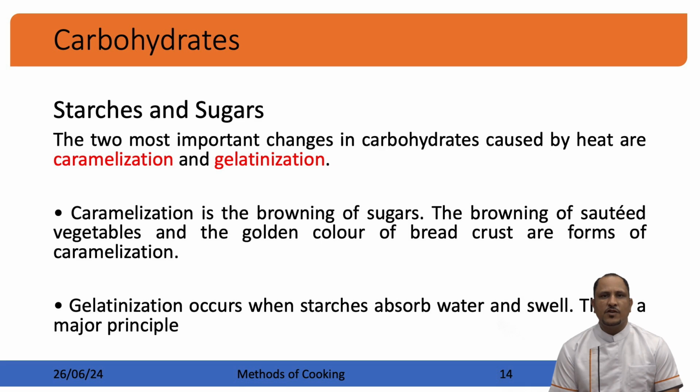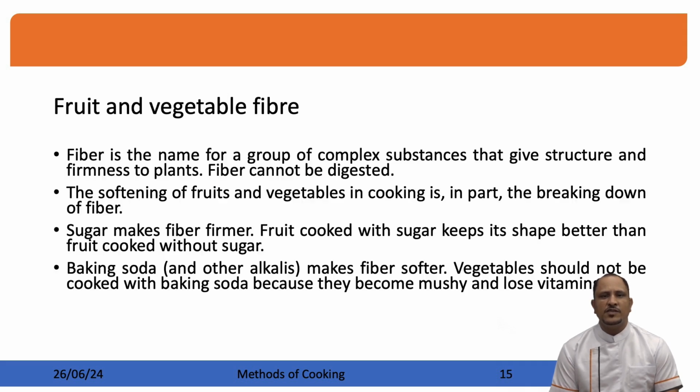Let's talk about carbohydrates. Carbohydrates in our food are majorly in the form of starches or sugars. When heat is applied to starches, we get gelatinization as the starches start to swell. When we apply heat to sugar, the reaction that takes place is called caramelization, which results in browning of various foods. Another component under the carbohydrate category is fiber, which is present in fruits and vegetables.